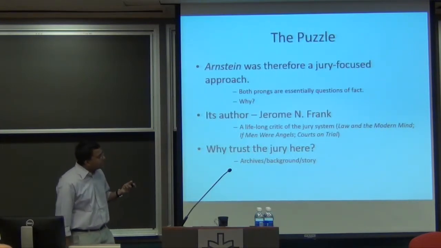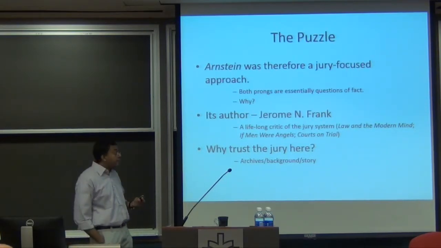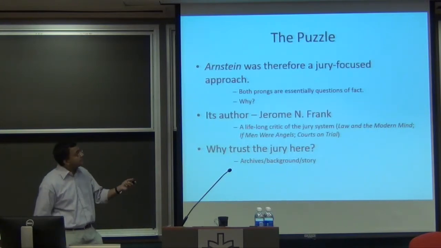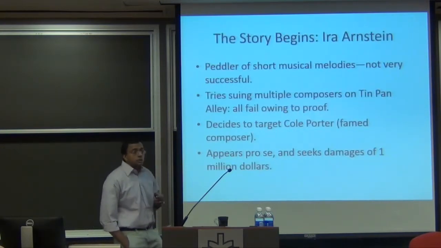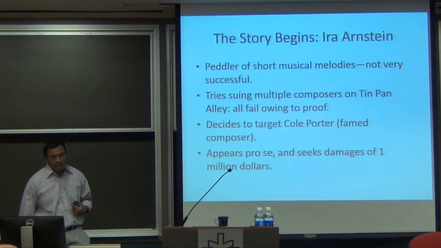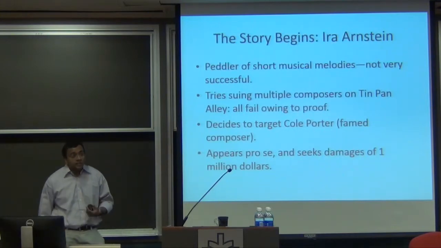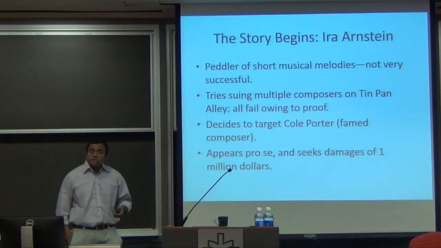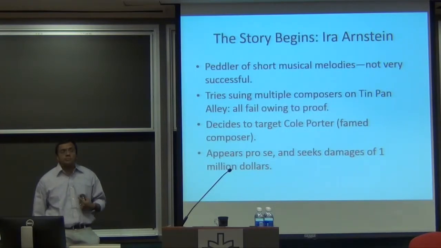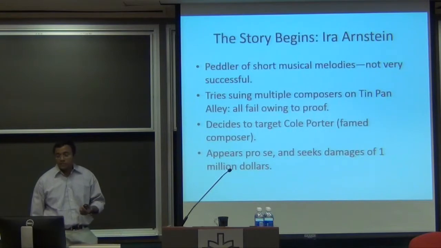So I decided to go into the Gerald Frank papers to try and understand, and the background behind it was particularly intriguing, and there was a lot of intrigue, as I will try and show. So the story begins a few years before the actual Arnstein versus Porter case. Ira Arnstein is a peddler of short melodies in New York, not very successful.